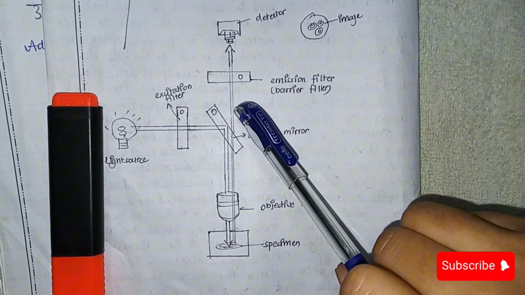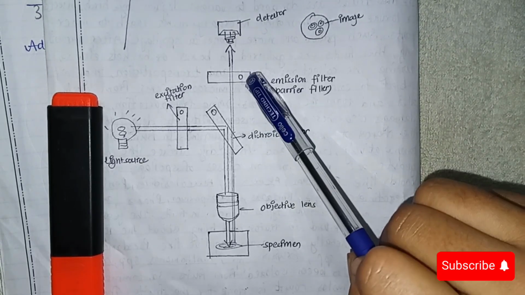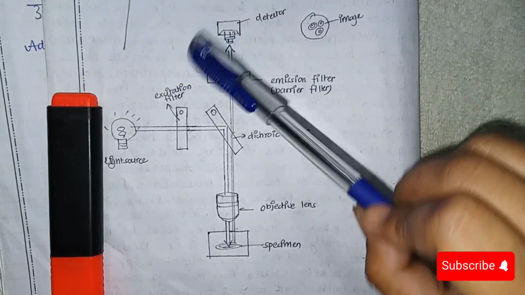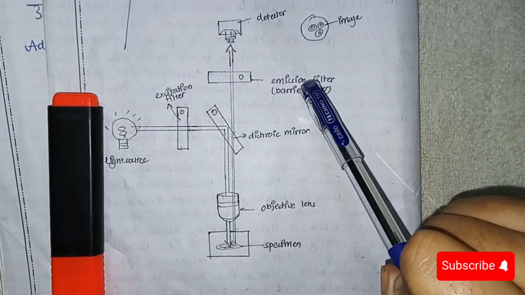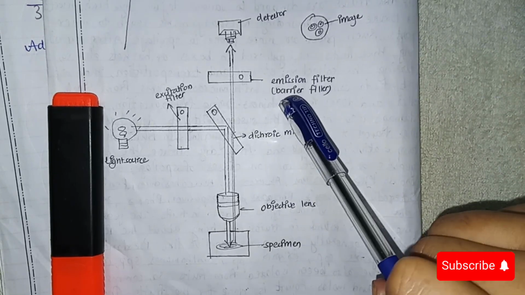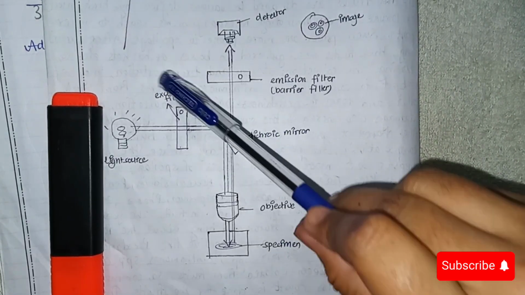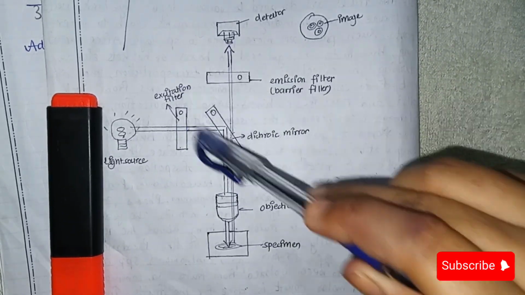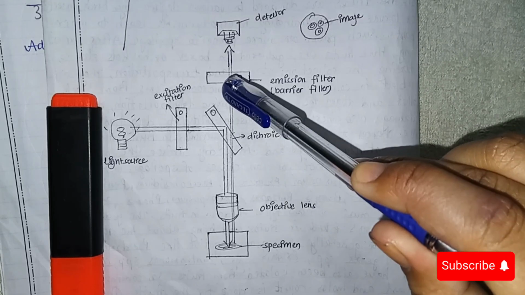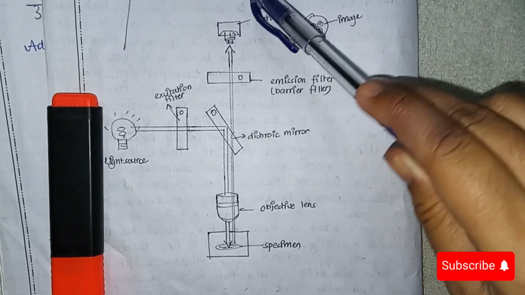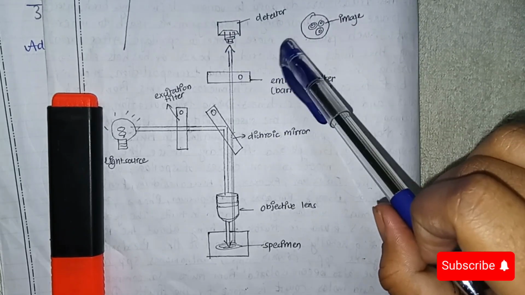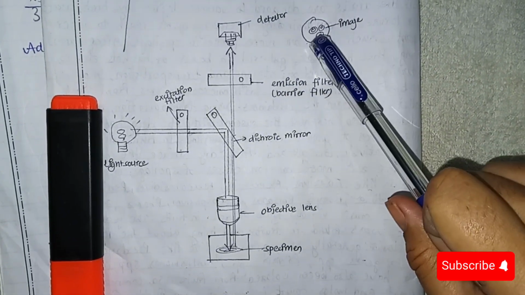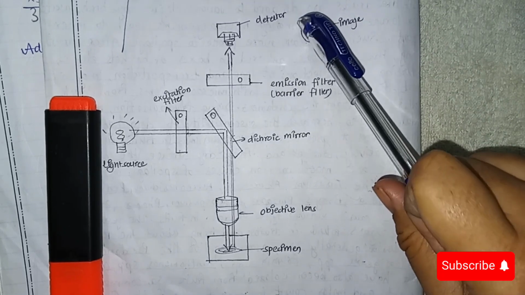It then encounters an emission filter that blocks any residual excitation light and allows only emitted fluorescence to reach the detector. What does it mean? It means that the emission filter blocks any residual excitation, that excitation which is not reflected, which does not produce image. It blocks all of that, and only emitted light is passed back to the detector. The detector, which can be an eyepiece or camera, captures the fluorescence forming a detailed image based on the emitted light from the specimen.